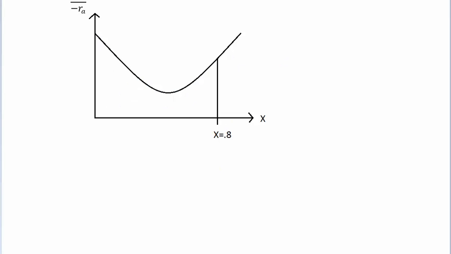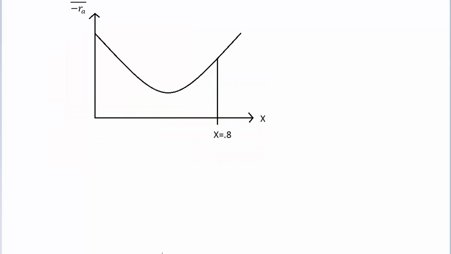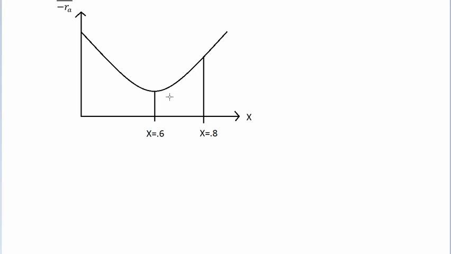Neither of those are very good. But what I can do is say, okay, I'm going to use one reactor that gets me up to this point right here on the diagram, and then I can use a second reactor to get me from this point.